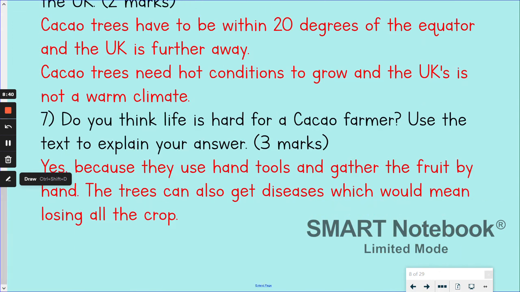Do you think life is hard for a cacao farmer? Well, quite often with these kinds of questions, I end up saying to people, you can say yes or no, so long as you've got the evidence. I think here there was not really any evidence for the answer no, so you did need to say yes for 1 mark. The reasons you could give are that they use hand tools and gather the fruit by hand. You could say how the trees get diseases, and this means sometimes losing their crops. You can say how the work is physically taxing. It's hard work for a cacao farmer.